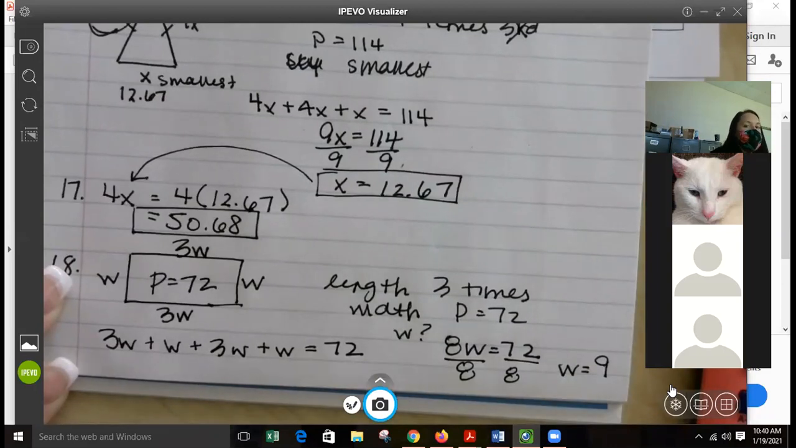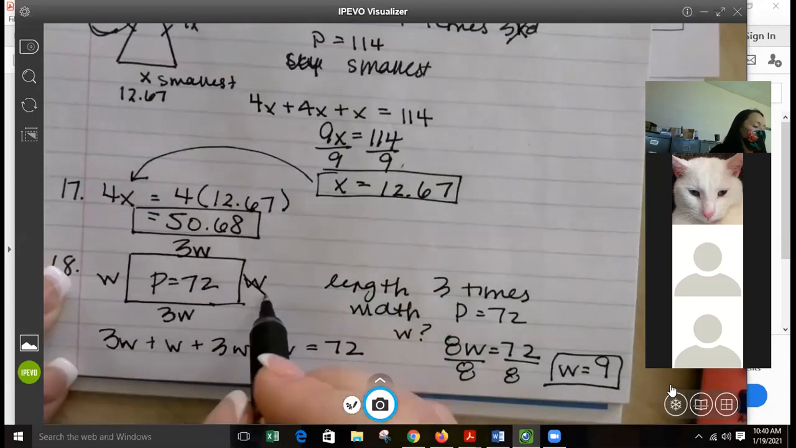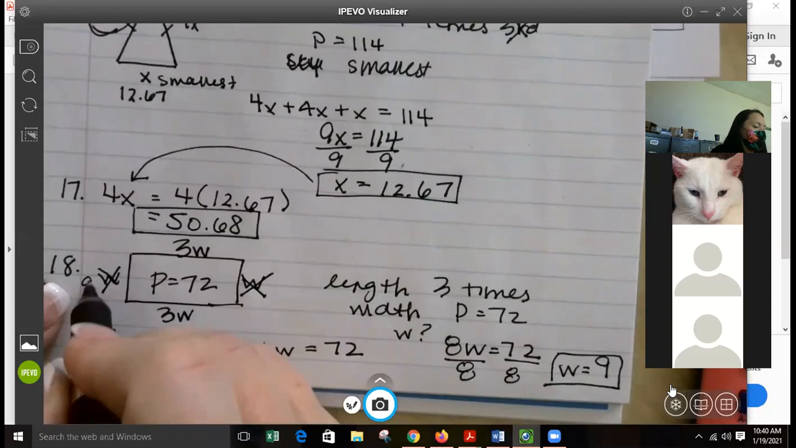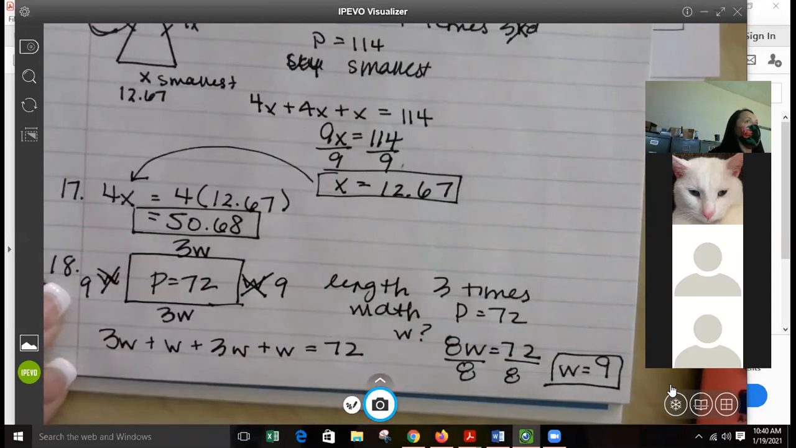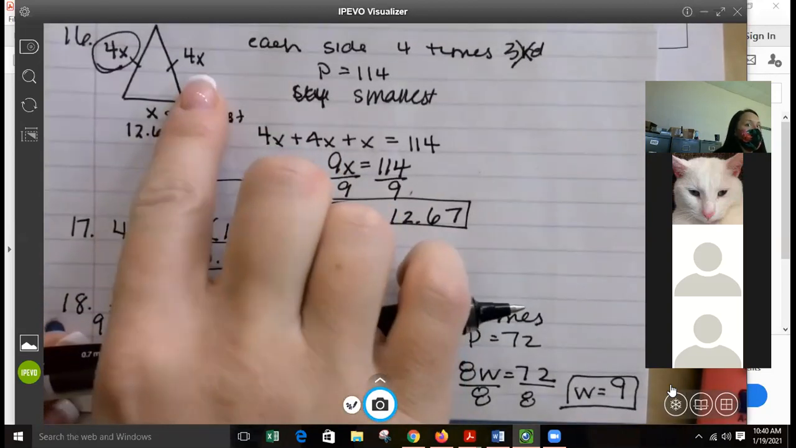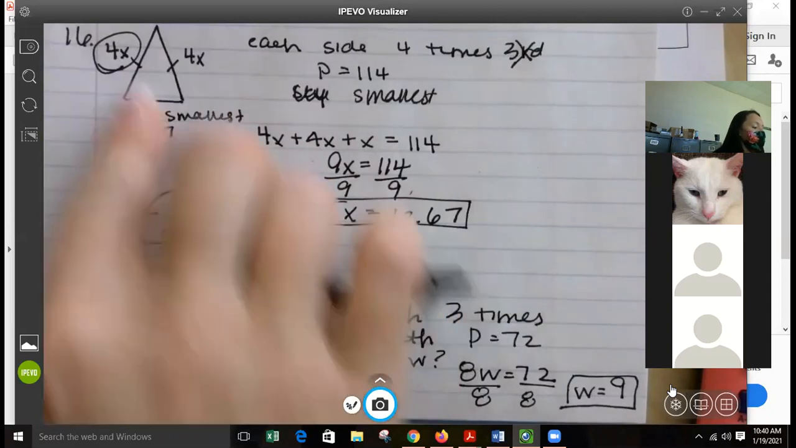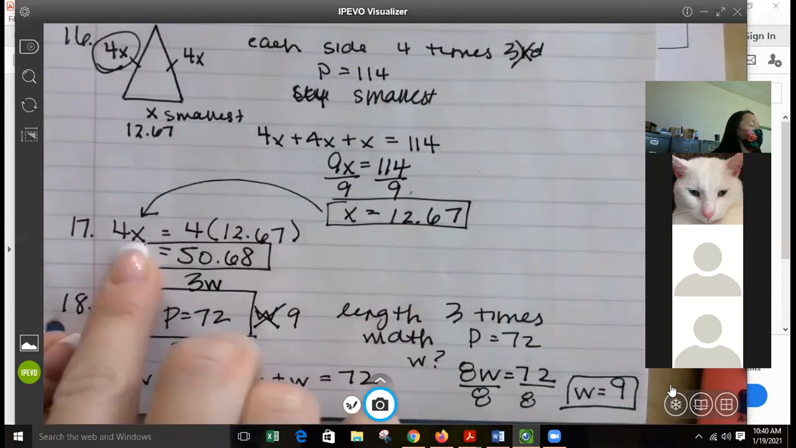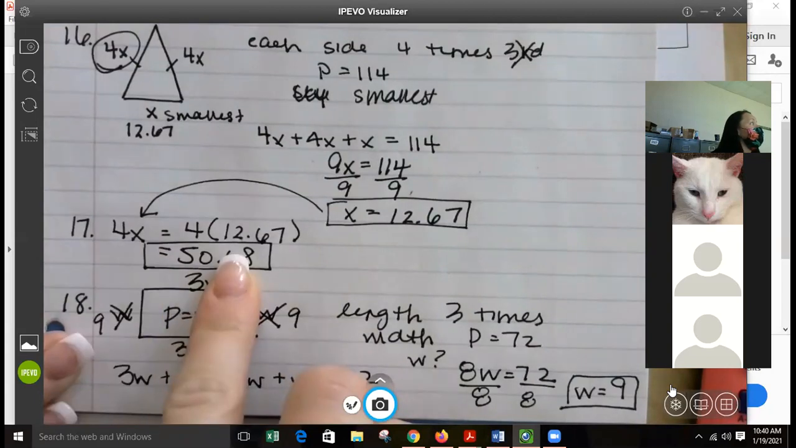The question was, what is the width? 9. What if they ask you what the length was? What would I have to do? Remember, we found these. The width was 9. How do I find the length? What do you got to do? Not add 9. It's just like this one. How did we find the other side? One side was X. How do we find the other side? What do we do?